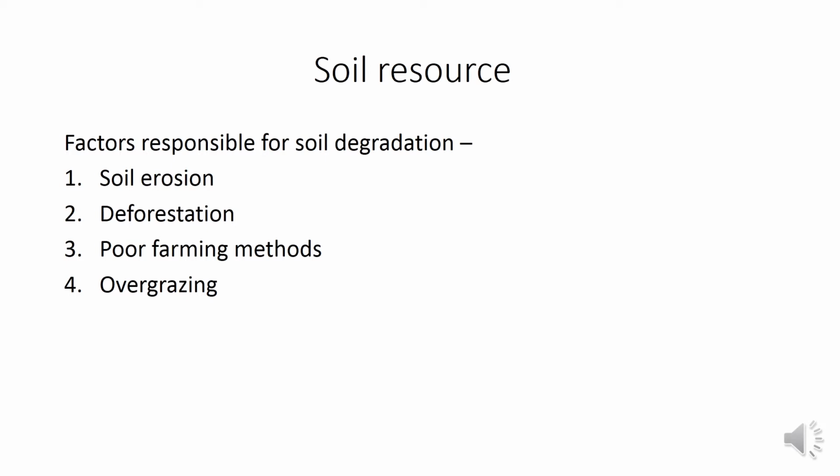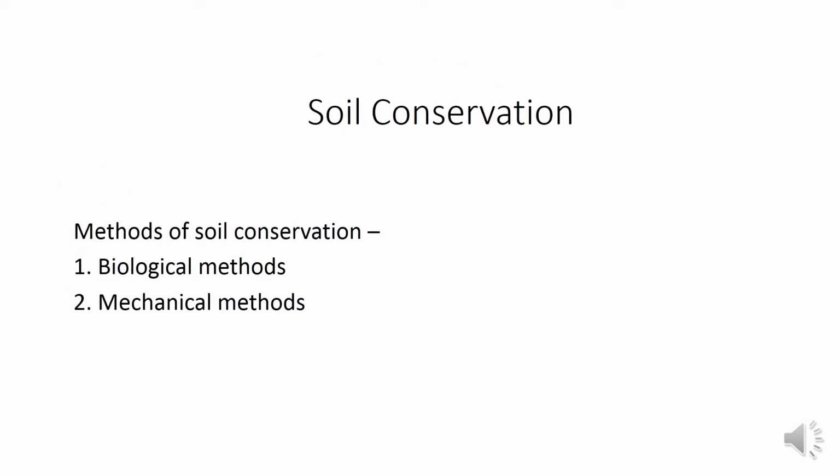Now, what are the factors responsible for soil degradation? There are four factors: soil erosion, deforestation, poor farming methods, and overgrazing. Now, in detail, we'll discuss soil conservation. Unless the loss of soil is checked, it would amount to a great loss for mankind. So, to check the loss of soil, the practice of soil conservation was developed.